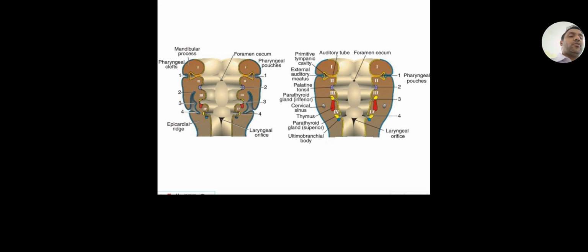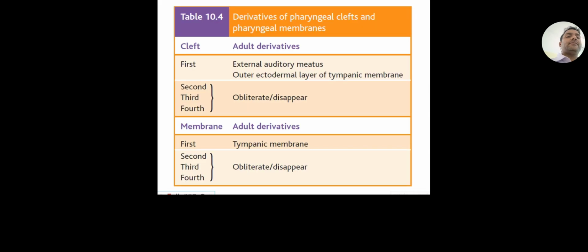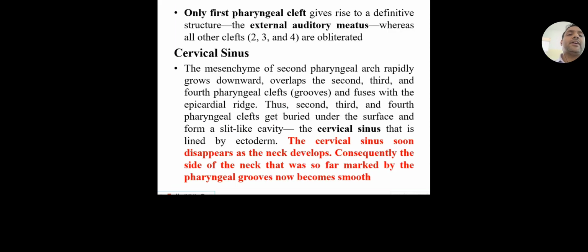We are not talking about the endoderm covering the arch. The endoderm covering the arch has a role in the development of the tongue and pharynx, whereas clefts. Earlier they used to say that the first cleft gives rise to the external acoustic meatus, but now that view has changed because of research. All these clefts obliterate. The external acoustic meatus is derived from the first arch ectoderm, not the ectodermal cleft. Remember, these clefts will obliterate and close.